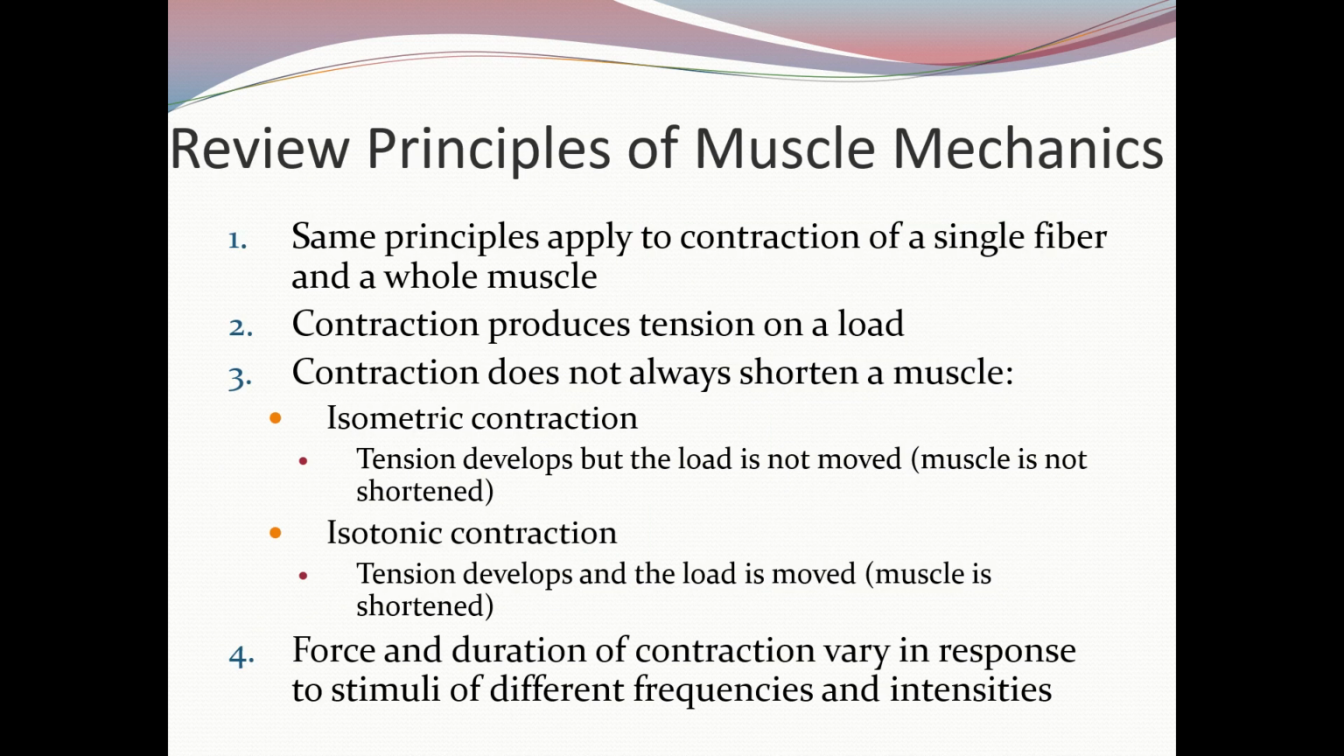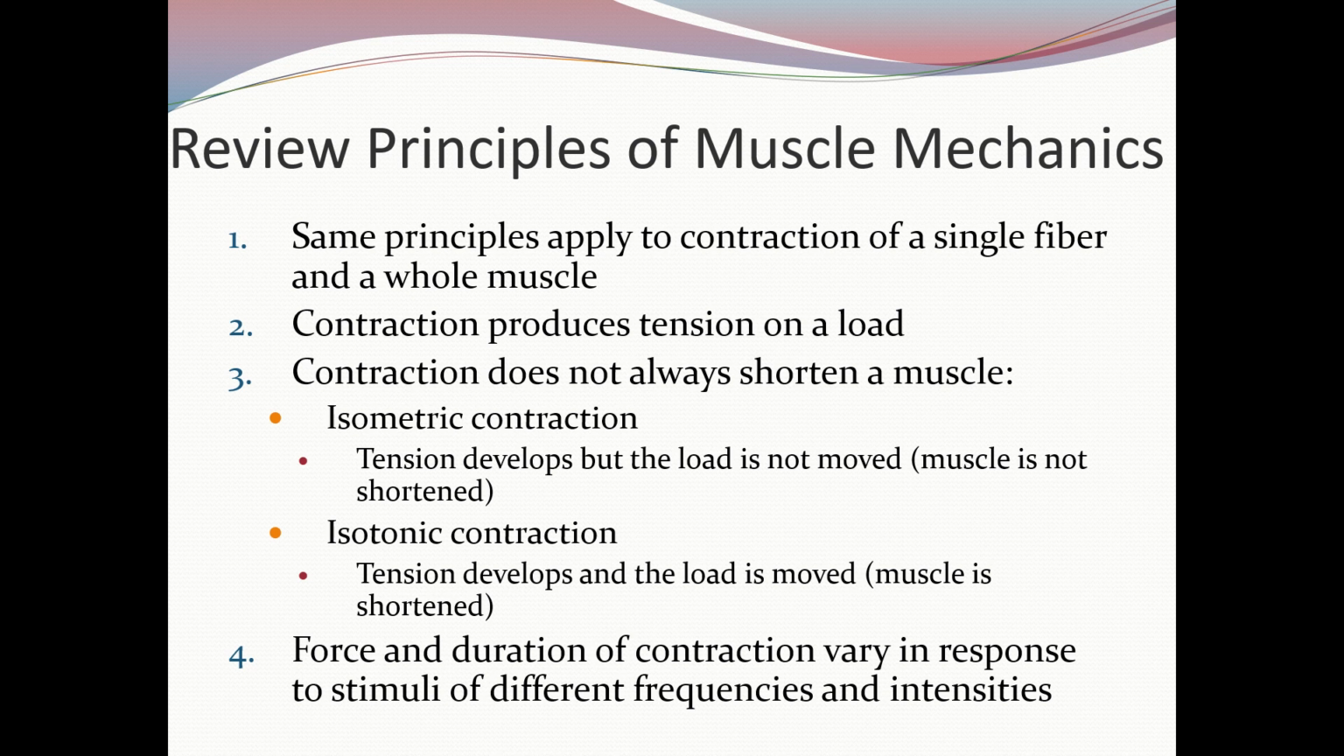Now let's look at some physics. These are going to be the review principles of muscle mechanics. The same principles will apply to the contraction of a single fiber and a whole muscle. Contraction is going to produce tension on a load, and contraction does not always shorten a muscle. In isometric contraction, tension develops, but the load is not moved. Thus, the muscle is not shortened. In isotonic contraction, tension develops and the load is moved. So the muscle is shortened.